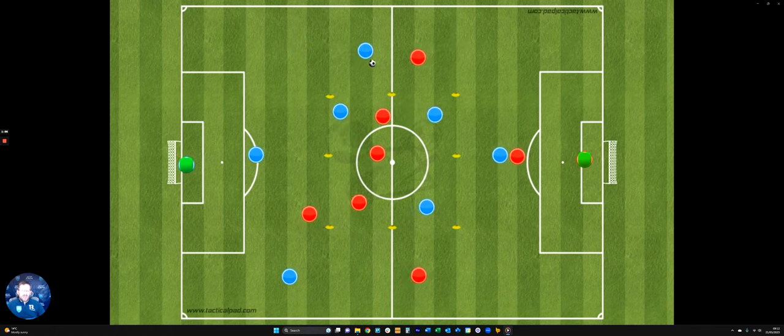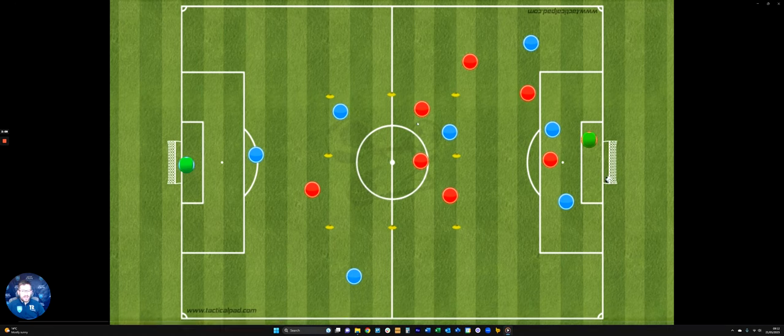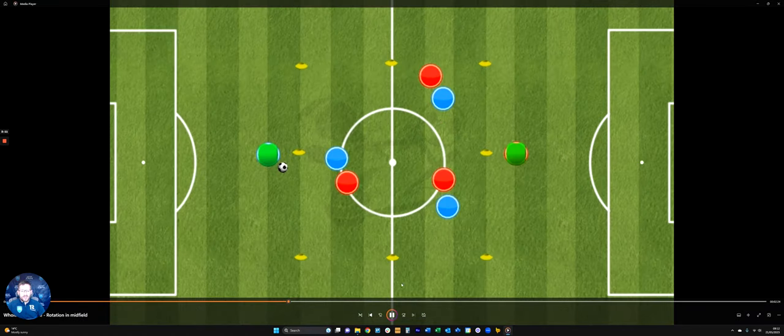And I'd probably let this run, if it's an hour long session, so this one you can see there's now an overlap and an opportunity to score. So I would probably use this session for 15 minutes or so, see how they get on with it, and then probably start moving to the part.